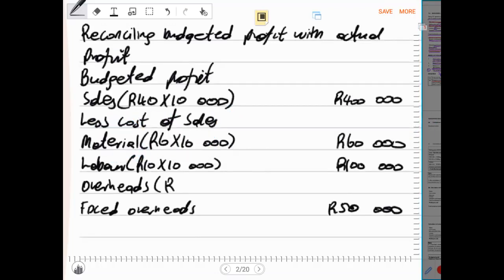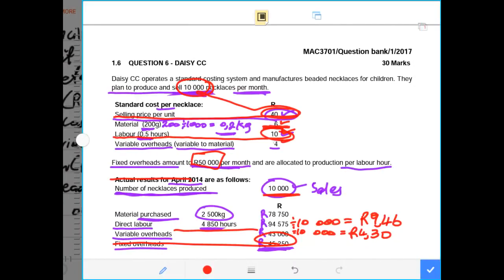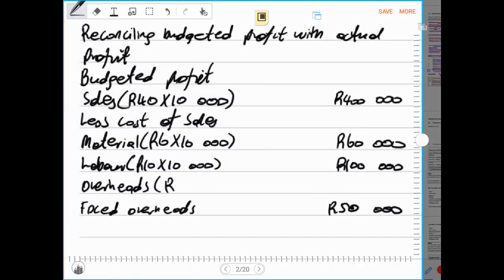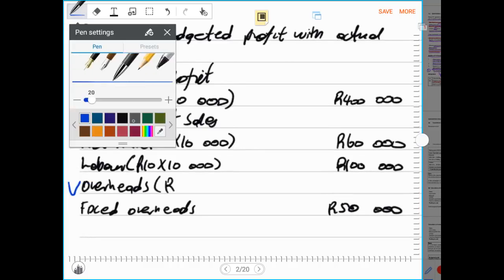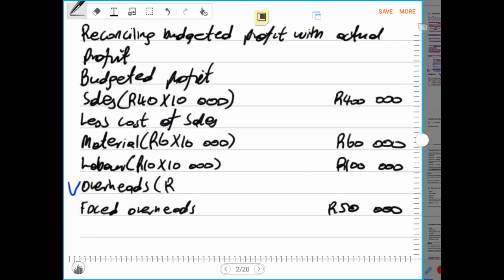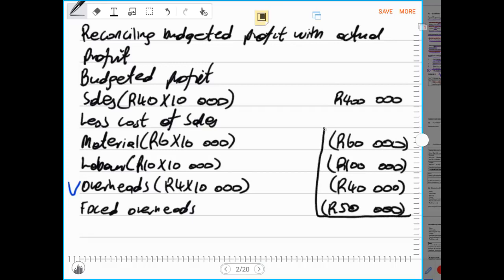Our overhead cost per unit was estimated to be 4 rand, the variable overhead cost per unit. Let me write V with a different color as an indication of variable cost. So it will be 4 rand times 10,000 units that we anticipate to manufacture and sell. This will give us a total of 40,000 rands that we anticipate to incur in overheads to manufacture the 10,000 units.